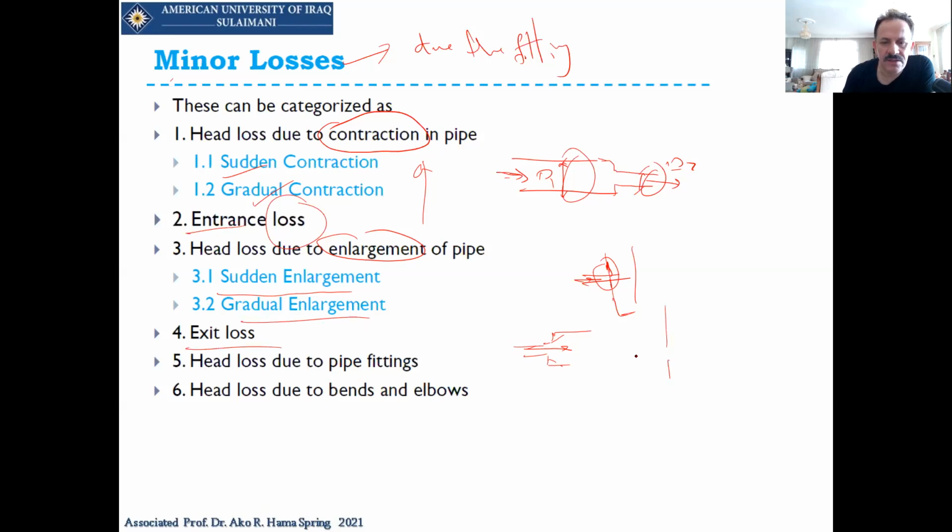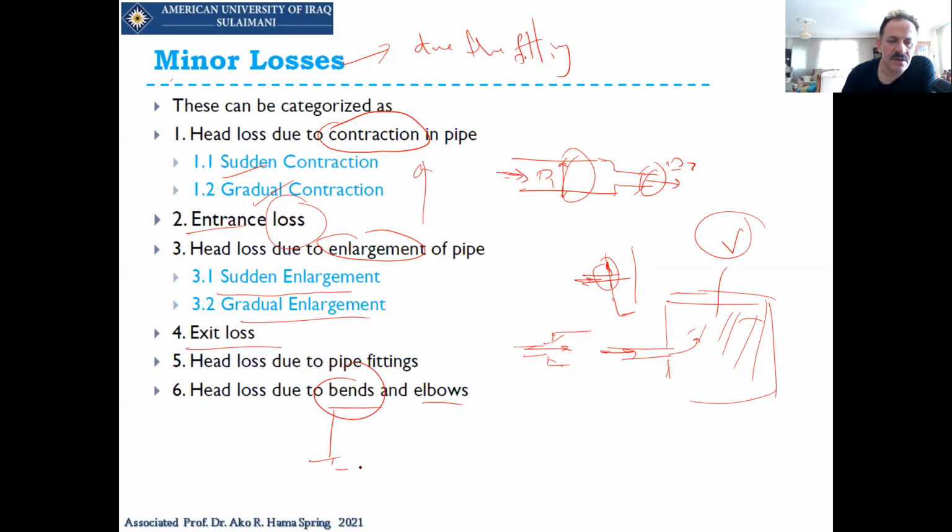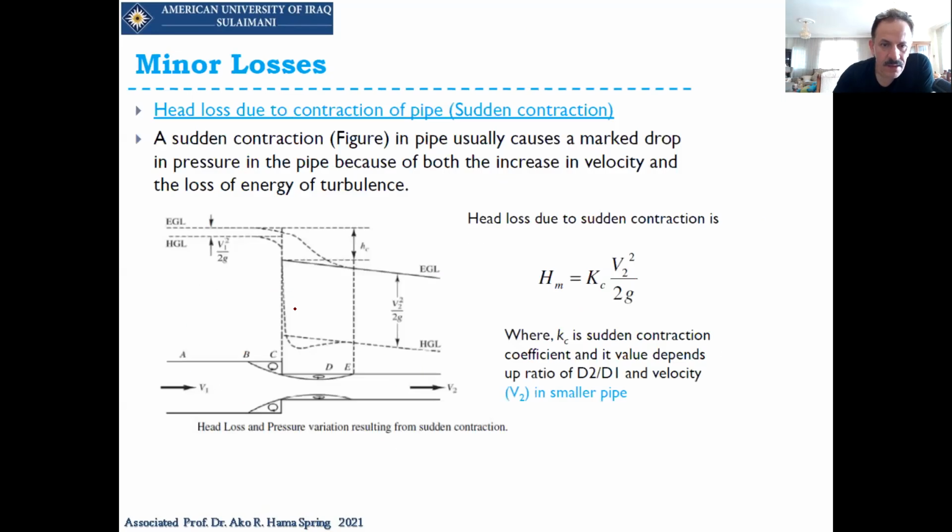An exit means that you have a pipe, and the flow inside this pipe goes to another reservoir or tank with a large diameter, where the velocity can be considered 0. Also, there are the elbows and bends. Bends, T-bends, and elbows are called fittings. Now I will give you some details.